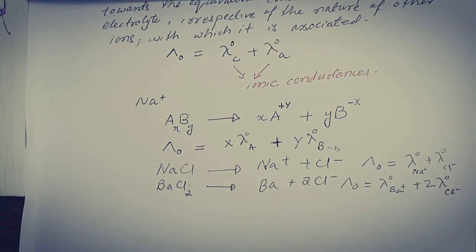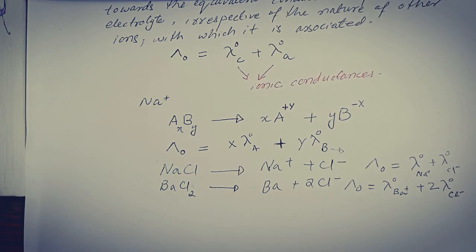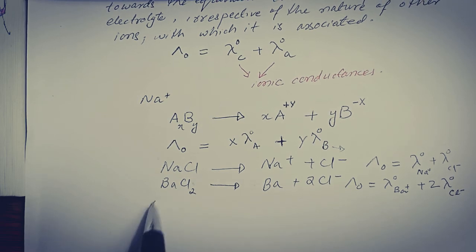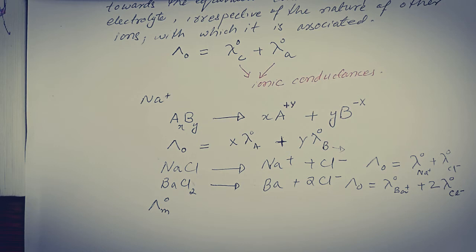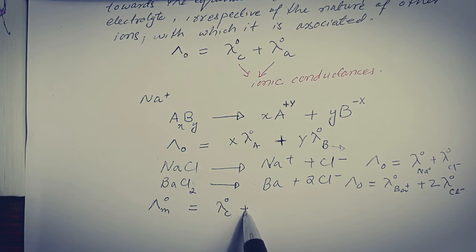So this law is true for the molar conductivity, and similarly we can write the molar conductivity of the electrolyte solution at infinite dilution is equal to the ionic conductance of the cationic and anionic species separately.